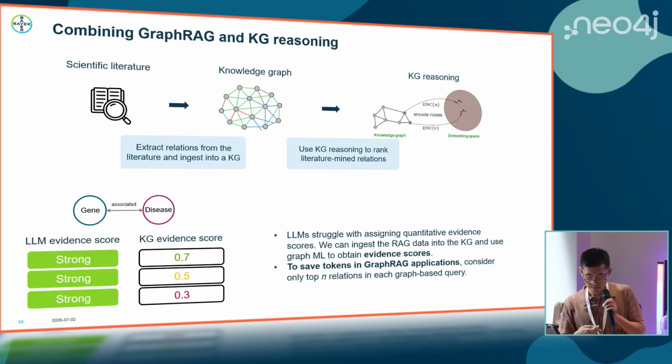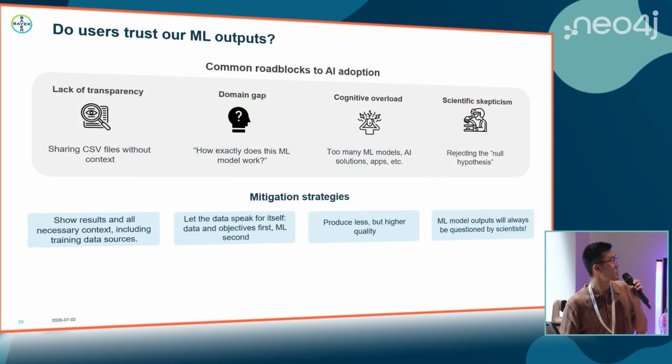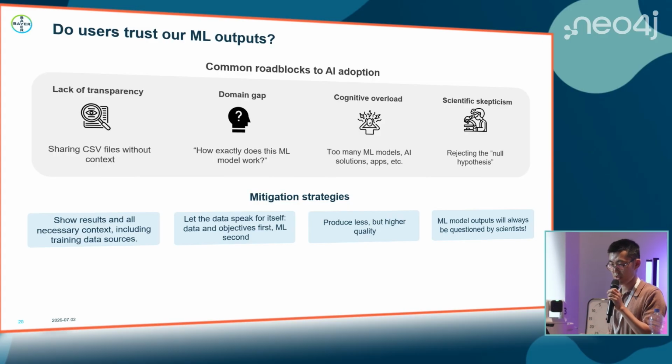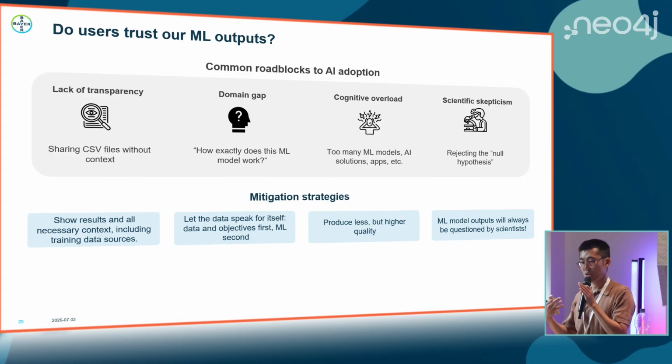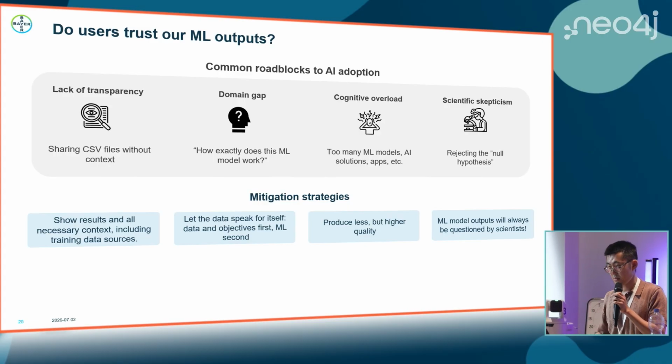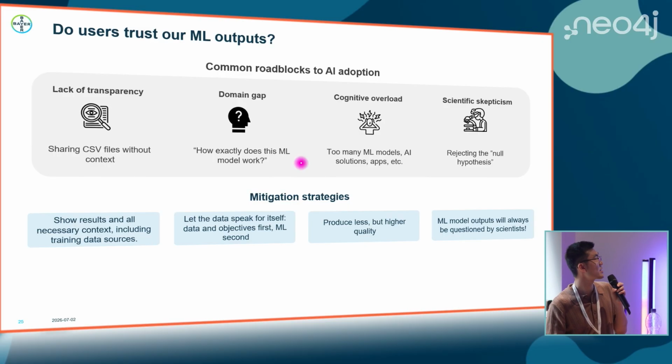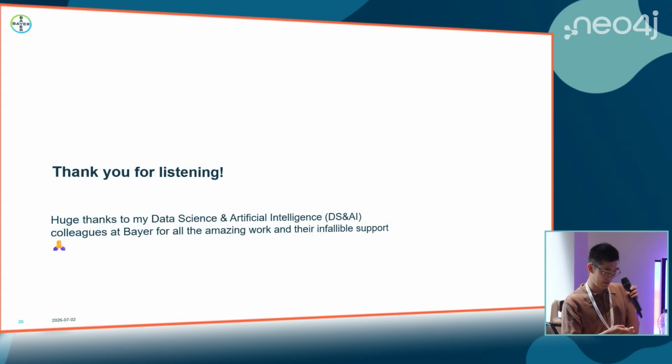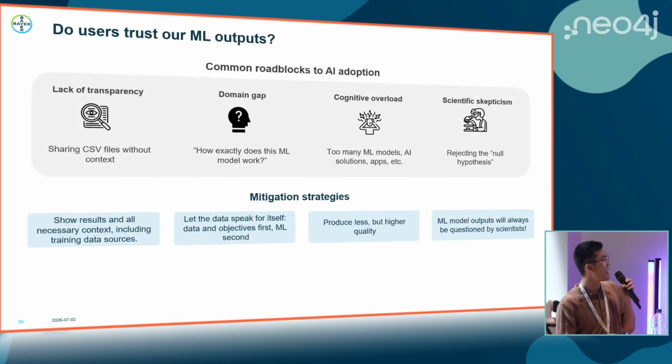I think I'm out of time, so this is really the last slide. Just a bit of self-reflection: what are the common roadblocks to AI adoption? I think the major ones are lack of transparency, maybe a bit of a domain gap, and a bit of cognitive overload.